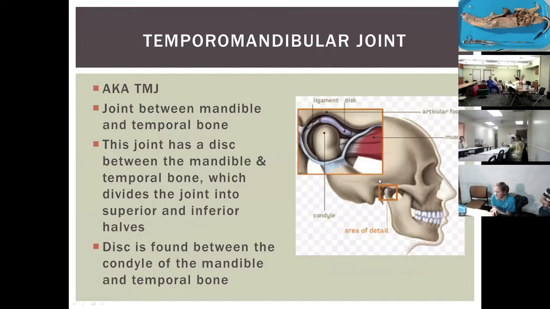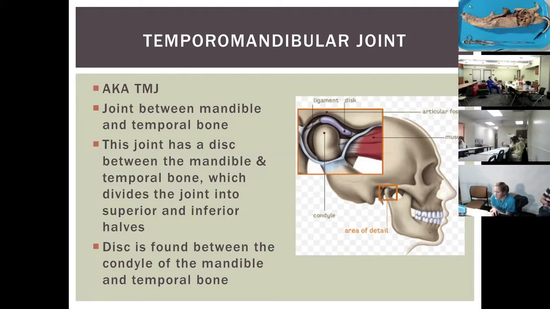So, new topic, we're going to talk about the joint formed partly by your mandible. It's called the temporomandibular joint. So it's a joint between your temporal bone and the mandible. It's also known as TMJ. So if I say TMJ, that's what I mean.